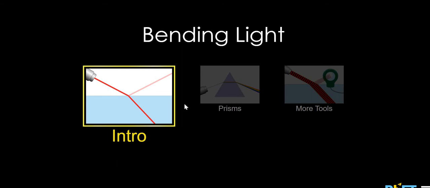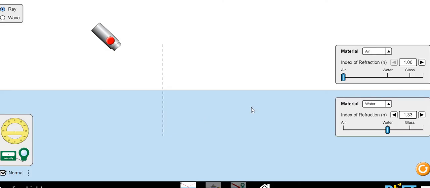Okay, so you'll open up that hyperlink and you'll see this bending light. That's the refraction, the bending of light. And you click on the intro and you'll see this is what comes up. So the first thing you need to do is make sure this is on ray. That means you can turn on the little red laser there. We're going to assume that wavelength is 650 nanometers.